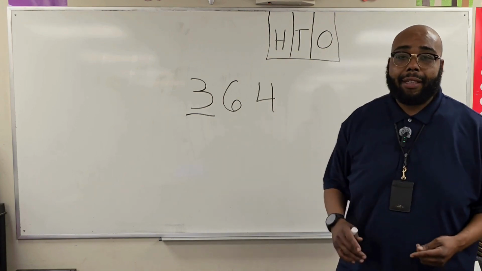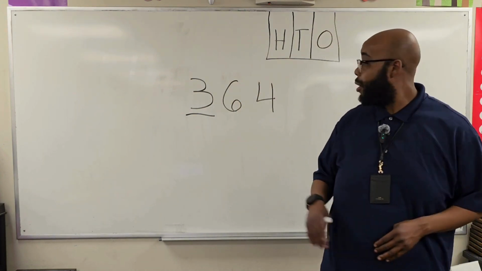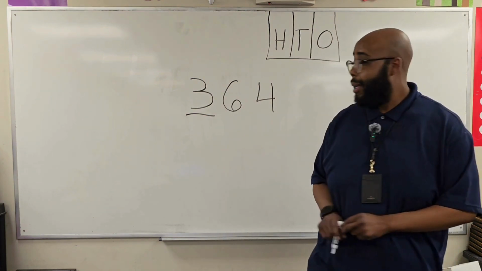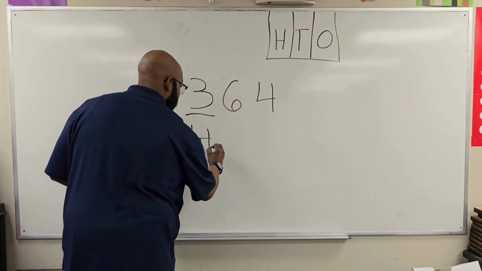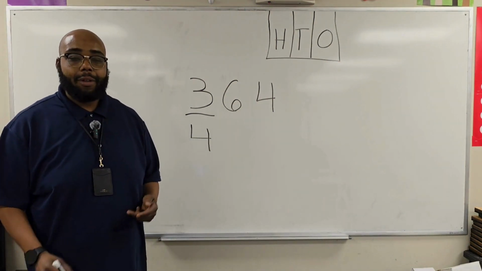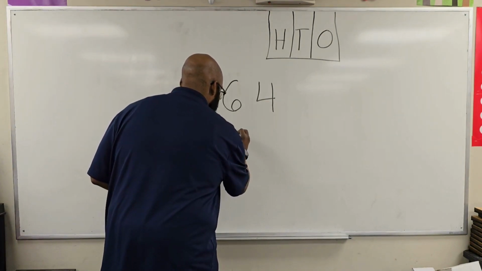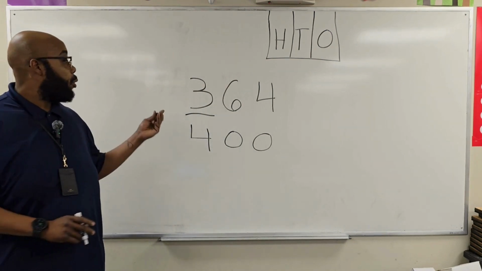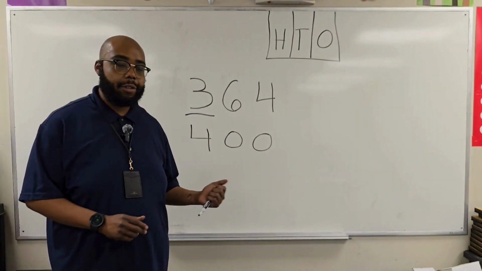So now remember the phrase that I said, 5 and up, round up. 4 and down, round down. So this 6 will make this 3 go up, and it turns into a 4. And so now I'm pretty sure you're wondering, well, what do I do with the rest of them? You turn them into zeros. So 364 rounded to the nearest 100 is 400.